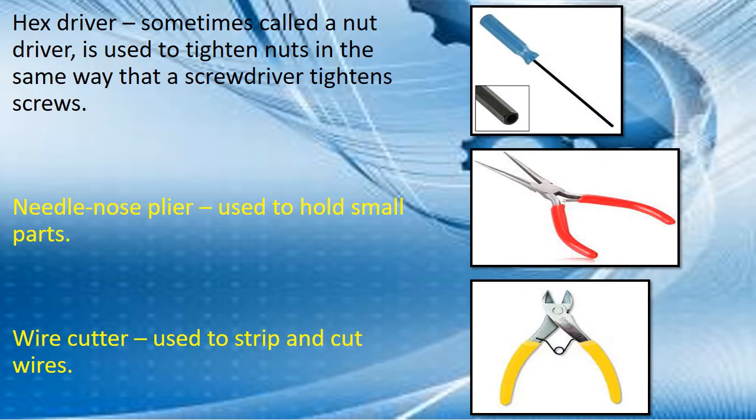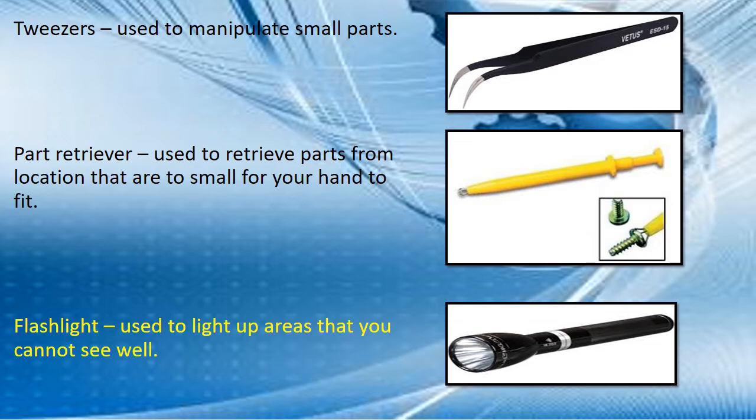Then also we have the hex driver, which is sometimes called a nut driver. It is used to tighten nuts in the same way that a screwdriver tightens screws. Then we have the needle nose plier, which is used to hold small parts. Then the wire cutter, which is used to strip and cut wires. Then tweezers, which are used to manipulate small parts. Then the part retriever, which is used to retrieve parts from locations that are too small for your hand to fit. Then lastly we have the flashlight, which is used to light up areas that you cannot see well.